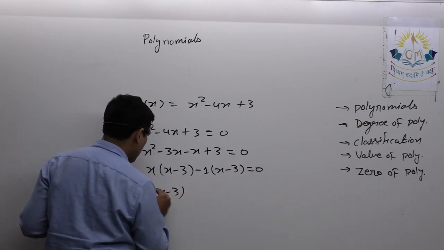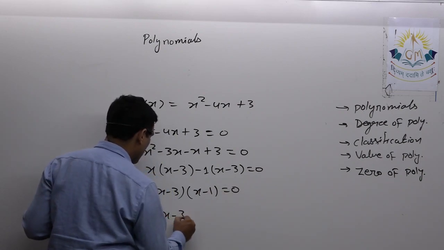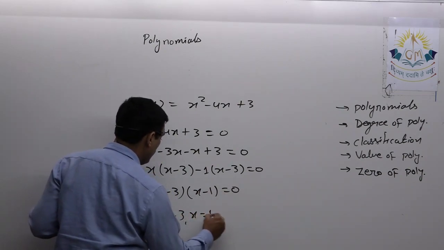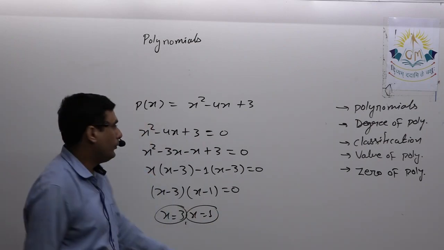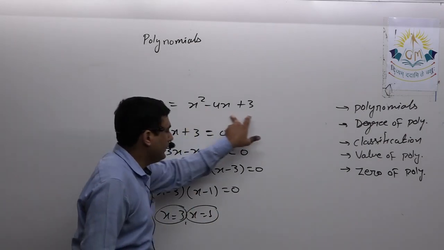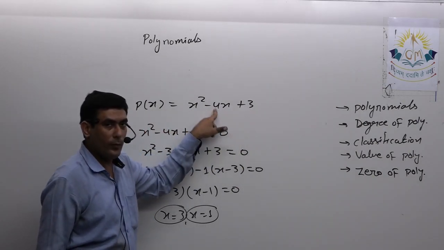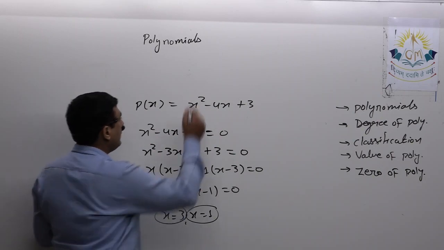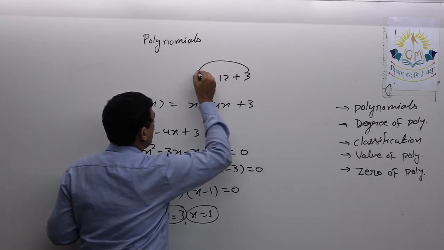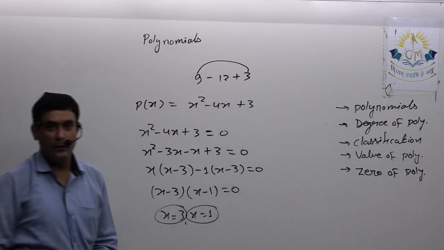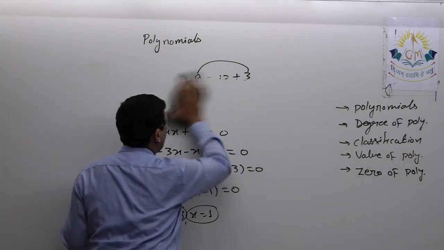So (x minus 3)(x minus 1) is equal to 0. So x is equal to 3 or x is equal to 1. So these two are the zeros of the polynomial. If you put x equal to 1 over here, you will find it is 0. See, 1 plus 3, 4, 4 minus 4, 0. If you put 3, this will become 9 minus 12 plus 3. 9 plus 3, 12, 12 minus 12 is 0. So this is the way to find the zero of a polynomial.